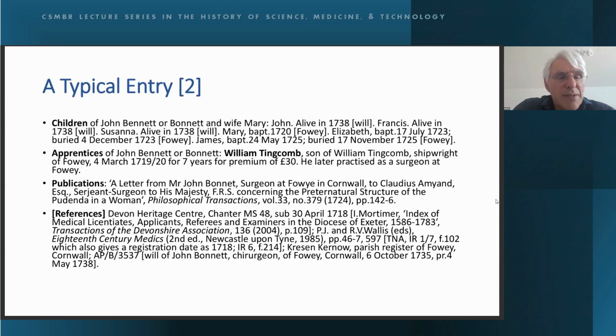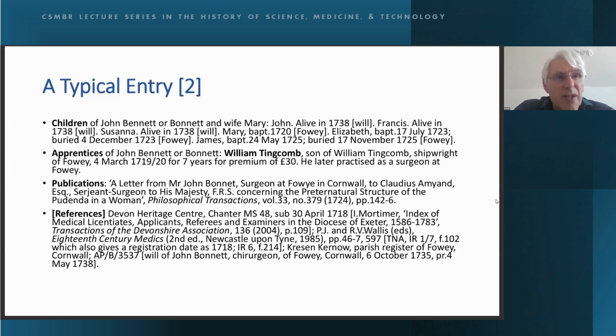Then, where we know it, we have a record of apprentices. Now, in many parts of England, we have almost no information on whether people took apprentices or not until the early 18th century, when, as in this case, we have evidence drawn from the Inland Revenue records due to the stamp duty that was placed on apprenticeship premiums from the year 1710 onwards.